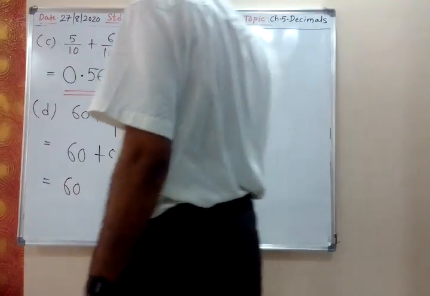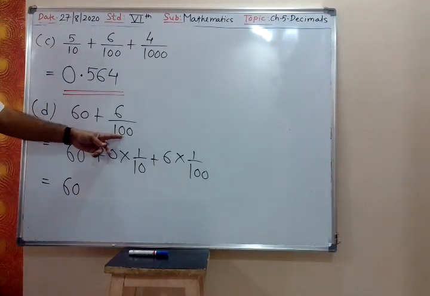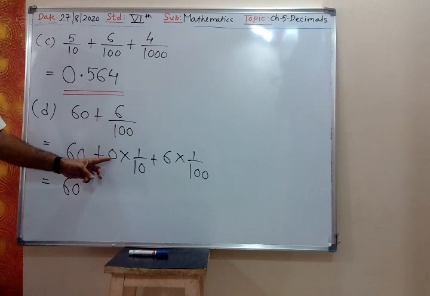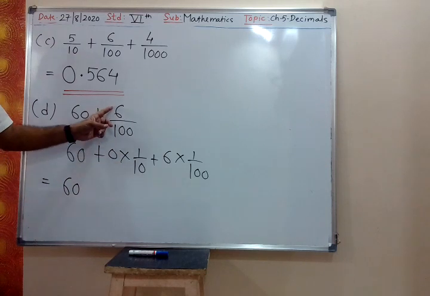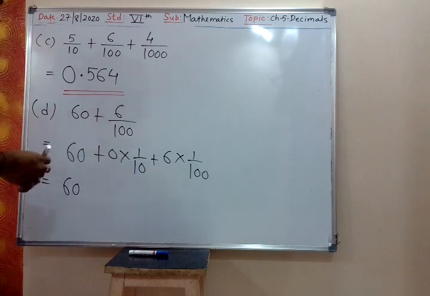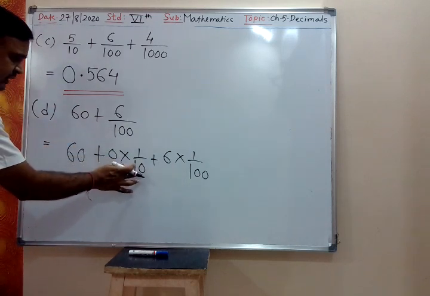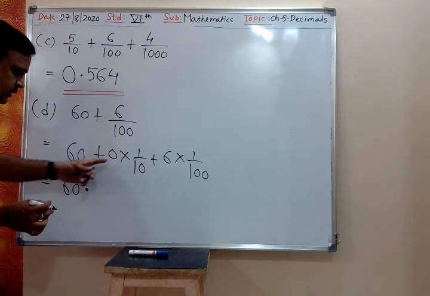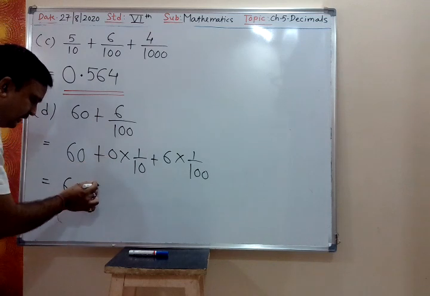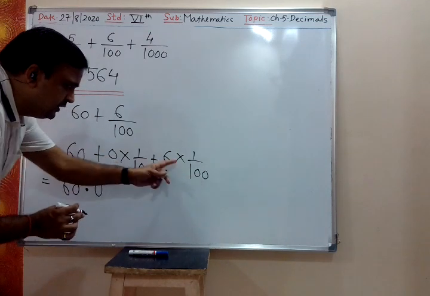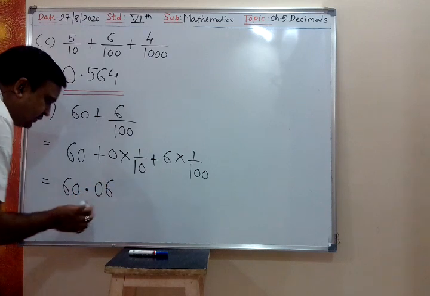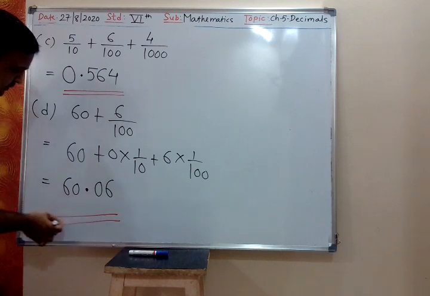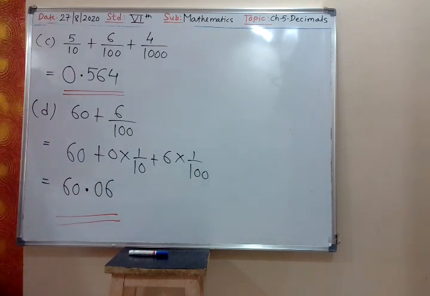60 plus. See, after 60, directly we are given 100th position. So 10th position is not given the digit, so I will take digit as 0. So 0 into 1 upon 10 plus 6 upon 100, I can write 6 into 1 upon 100. Before 10th position we write decimal point. The 10th position, the digit is 0. I will write 0. The 100th position digit is 6. I will write 6. So 60.06. No, 60.06 is the answer.